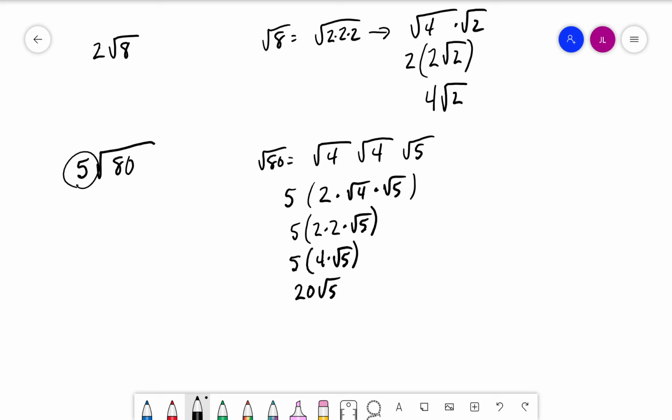So, sounds weird, but I find these problems kind of fun because we're really just doing a lot of factoring here. So hopefully this helps with the product rule for square roots.